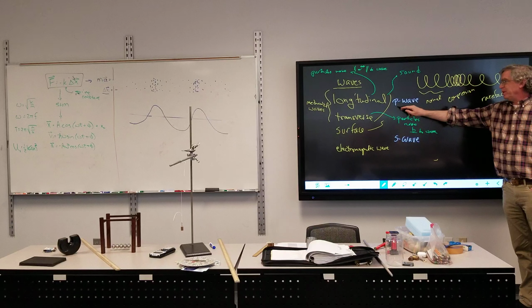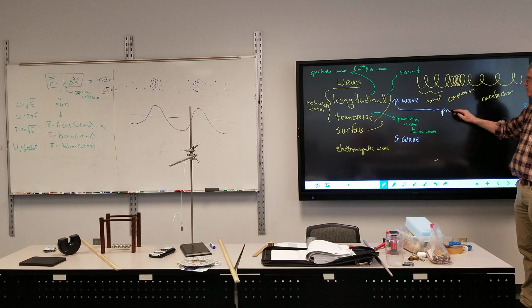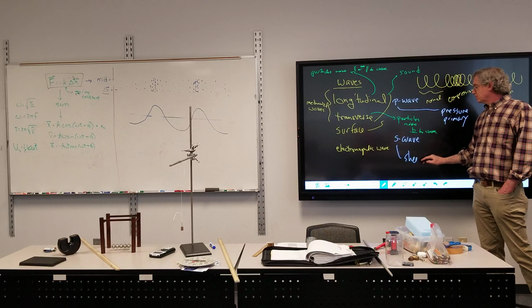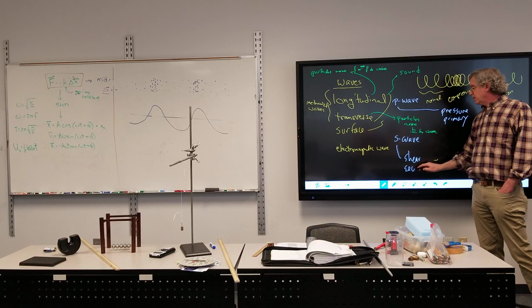So P waves, the P stands for one of two things. It stands for pressure or primary. S wave stands for shear or secondary.